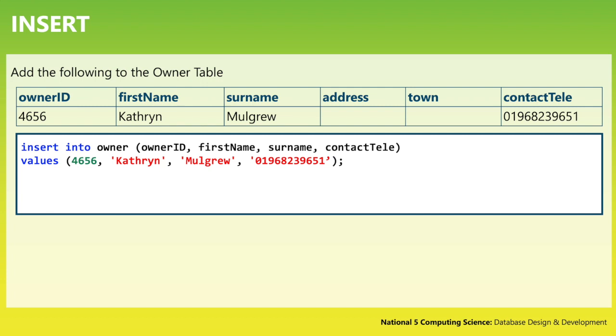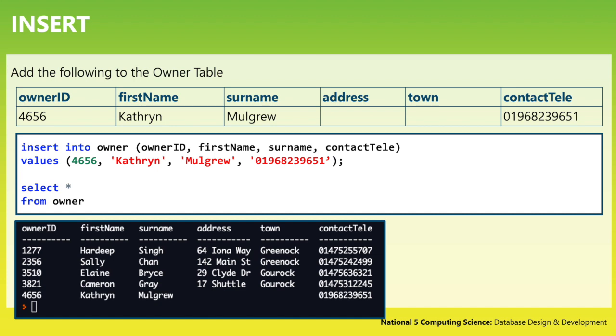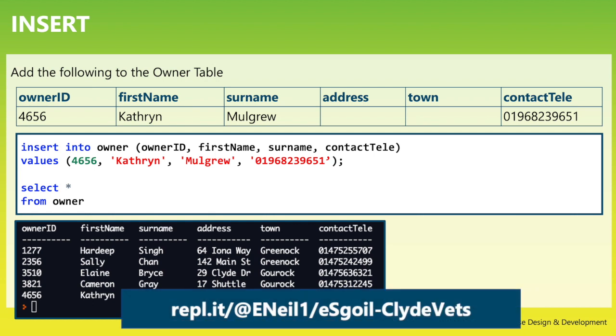Again, when we run this query, we will not get any results. So we can add the semicolon at the end and then a select all from owner query, and this will display all the results. And you can see at the bottom there, we have added Catherine Mulgrew into our database, but she does not have an address or a town. Head over to the REPL database and try this query now.